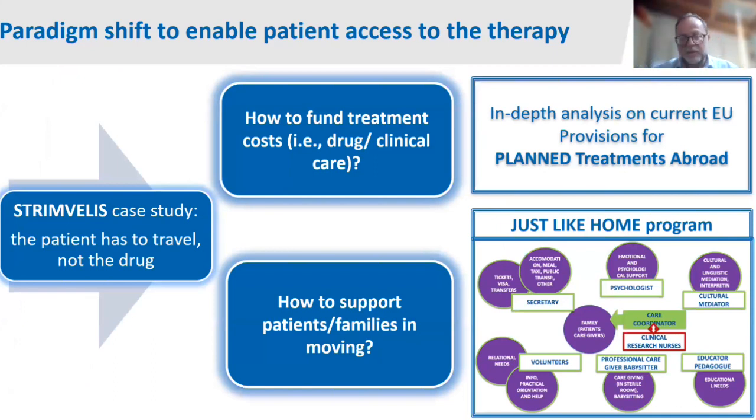So again, the example of Strimvelis. With Strimvelis, again, we said the patient travels, not the drug, but how is this feasible, how is this possible? We analyzed how to fund the treatment cost and how to support the patient. So basically, we made a deep analysis of the current European regulation laws for patient treatment abroad. And then we have the Just Like Home program.